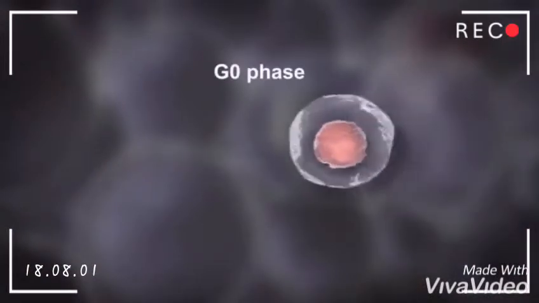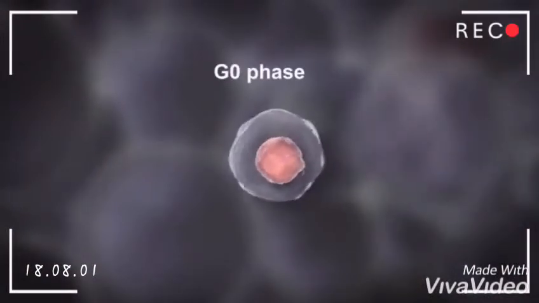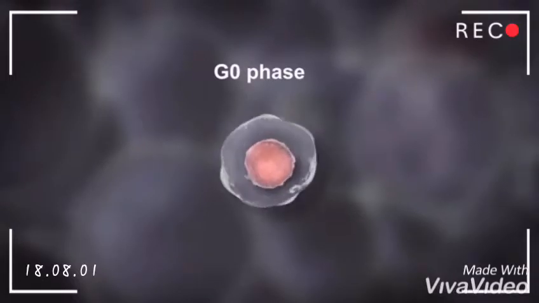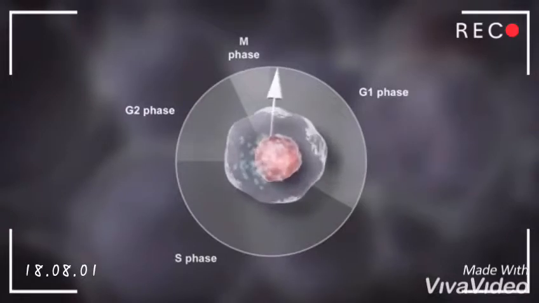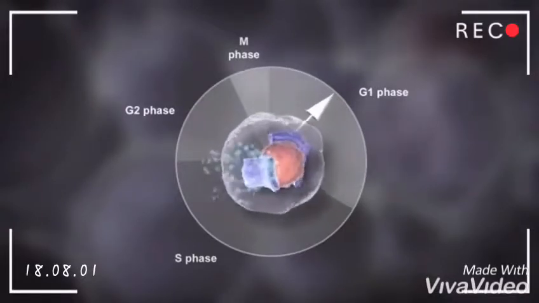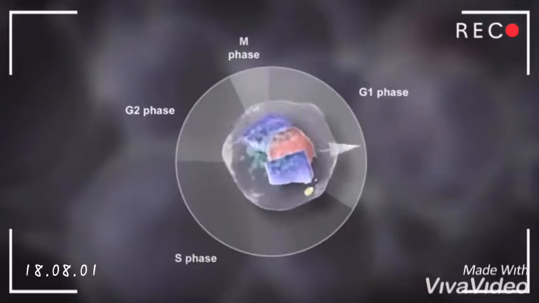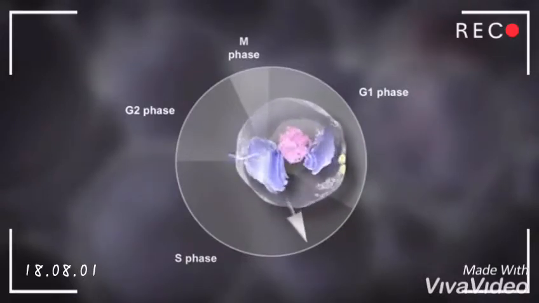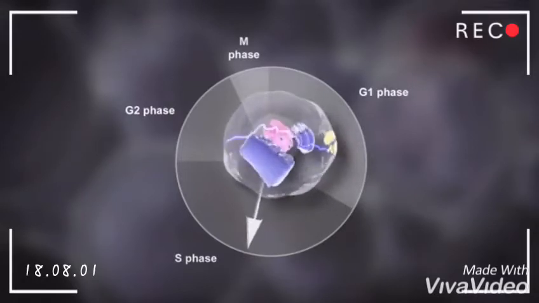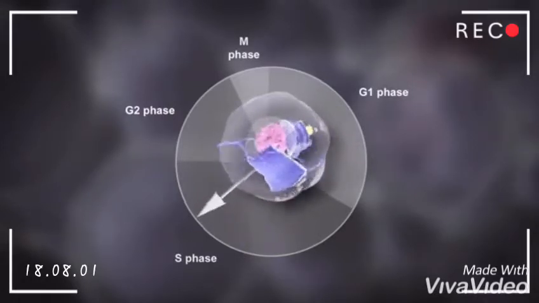After the cell's initial formation, it goes into an inactive resting phase called G0. The cell then grows larger in size and makes proteins. These are important for the next step. This phase is called G1. The cell creates two copies of its DNA in preparation for dividing. This is called the S phase.